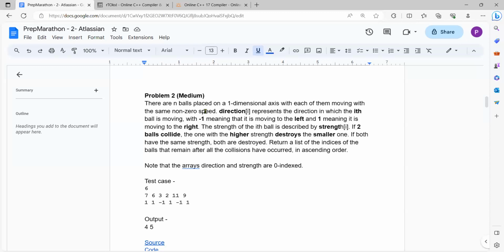I hope you all understood. Collision is possible: suppose one ball is moving in the right direction and one is moving in the left direction, so obviously there is going to be a collision. On collision, the one having bigger strength will survive. Suppose the ball moving to the left has more strength; then after collision it will still continue to move to the left. We need to return the indices of balls that will remain after all the collisions. And if both have the same strength, both will get destroyed.